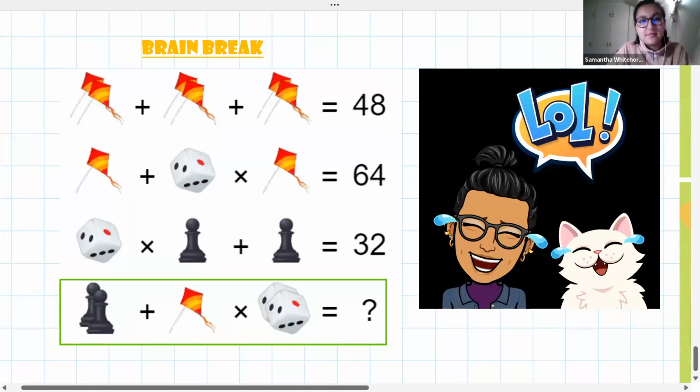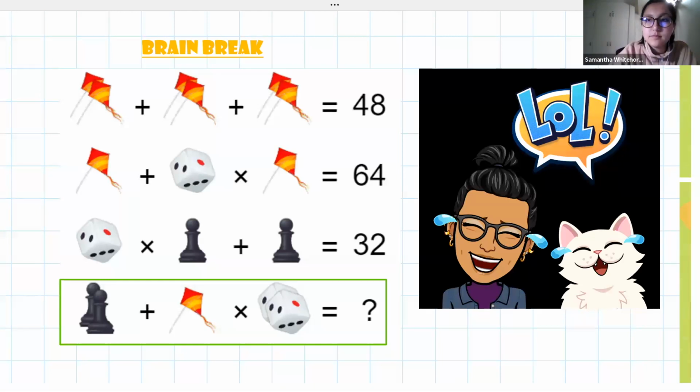So I started by saying 48 divided by 6, because I said 2 times 2 times 2, which gave me 6. Then I said 48 divided by 6, which gave me 8. Good. So I found out that one kite is 8.